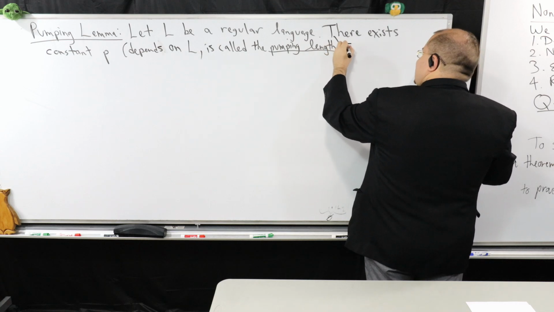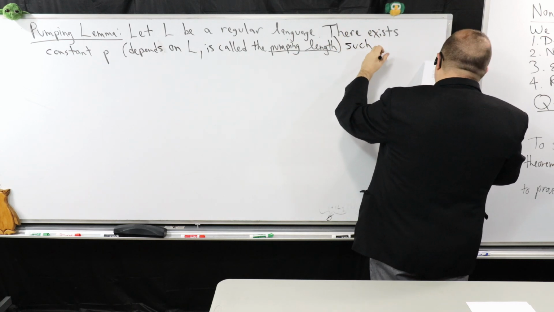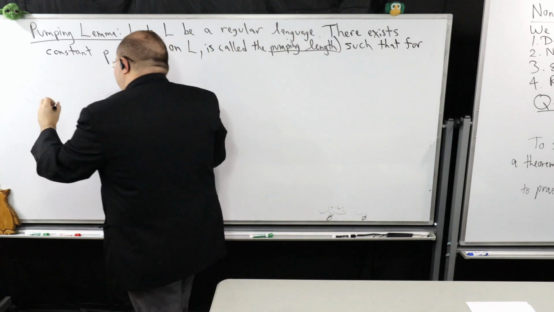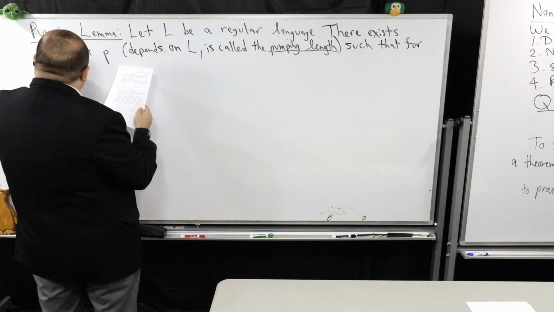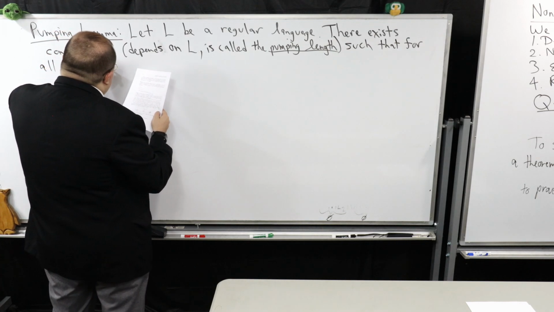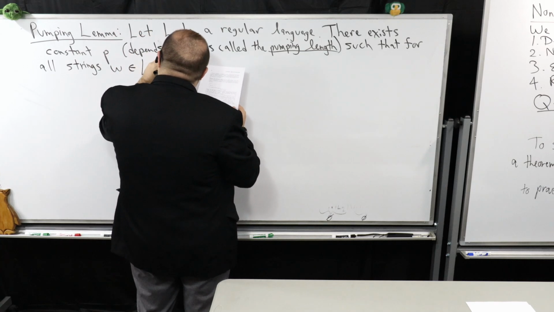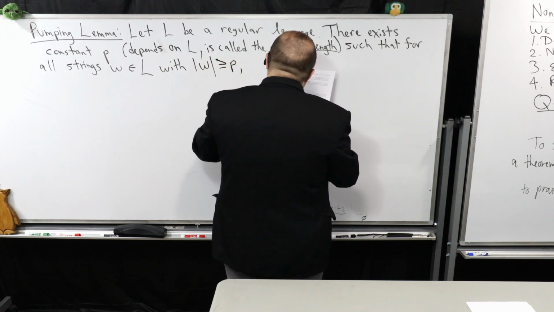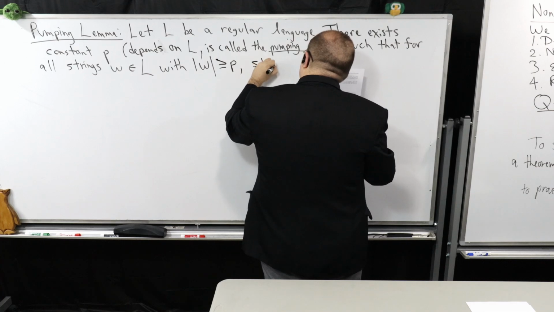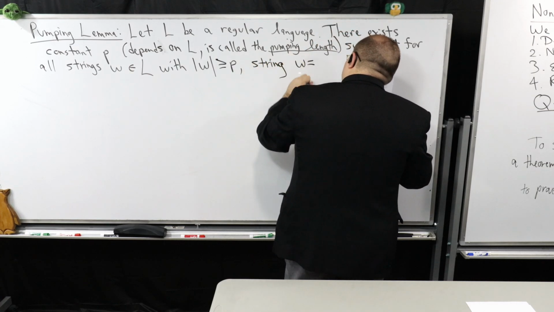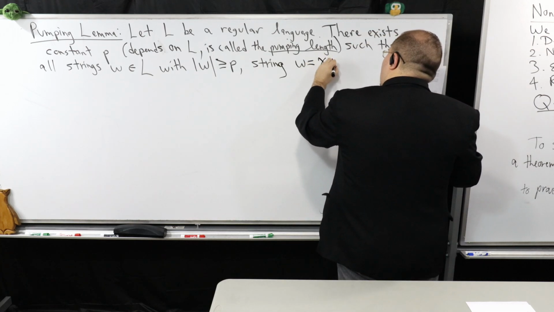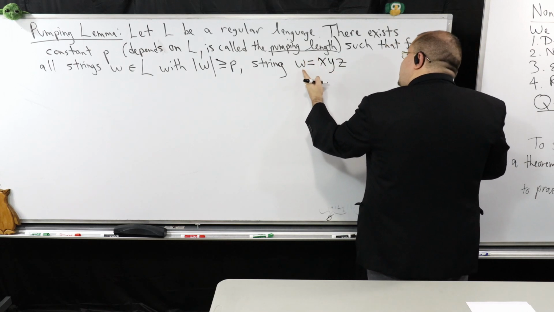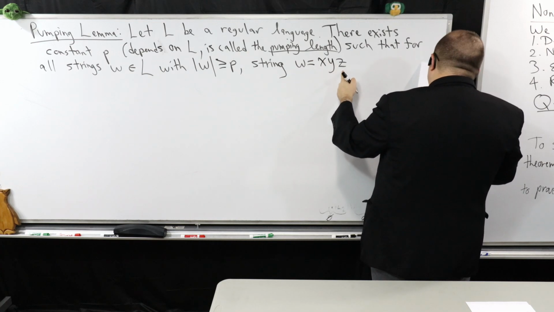So there exists a constant p such that, notice I just swapped the quantifier here, for all strings W in the language where its length is at least p, string W can be written in the following way: x, y, z. So string W equals xyz. That is, W can be dissected into 3 substrings, x, y, and z.